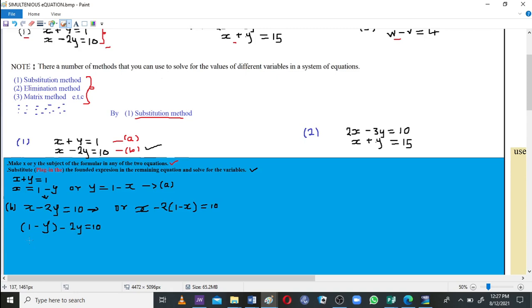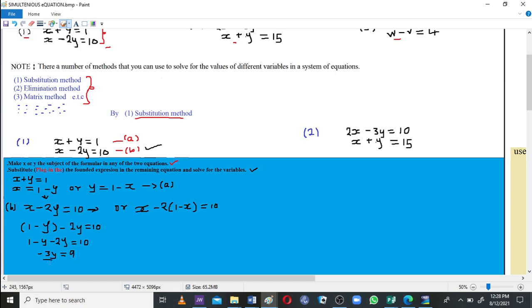So let's see what you're going to have here. We have 1 minus y minus 2y, sorry about that, so minus 2y is equal to 10. Now what is this giving you? This will give you negative 3y is equal to 10 minus 1, and that will give you 9, right?